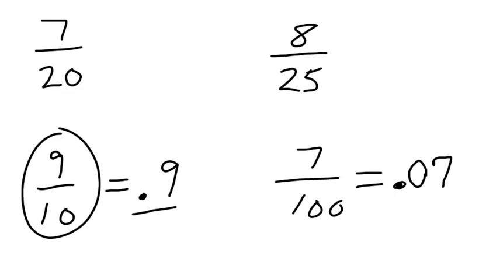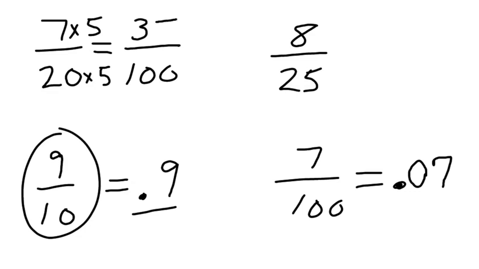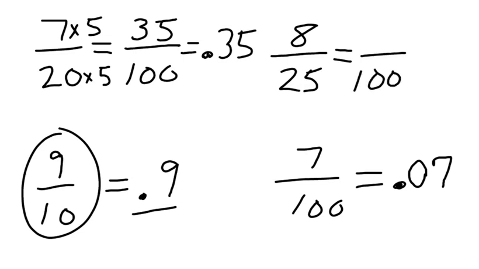7/20 works because I can change it to an equivalent fraction with 100 on the bottom, because 20 times 5 is 100. So 7 times 5 is 35. Well, that's just 0.35. That is 35/100. Do you see a shortcut for the 8/25? Could I get that to 100? Well, sure. 25 times 4, think quarters, is 100. And 8 times 4 is 32. So that would be 0.32. So sometimes there's a shortcut.